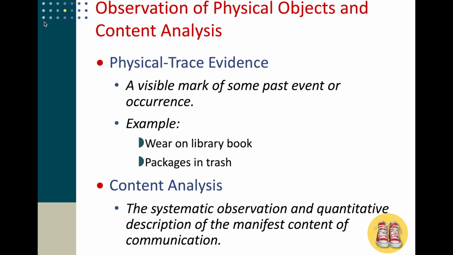Now, some other observations. You have physical trace evidence, where you can see something that is present, but you can see that something in the past might have occurred. For example, wear on a library book: you know that people have been using a book in the past, and it's probably a popular book compared to the amount of wear. Packages in trash. Investigators can go in the trash can and take a look at what kind of stuff the victim or perpetrator might collect and throw away.